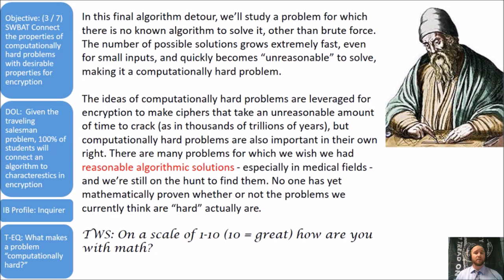In this final algorithm, Detour, we'll study a problem for which there is no known algorithm to solve it, other than brute force. The number of possible solutions grows extremely fast even for small inputs, and quickly becomes unreasonable to solve, making it a computationally hard problem. The ideas of computationally hard problems are leveraged for encryption to make ciphers that take an unreasonable amount of time to crack, as in thousands of trillions of years.